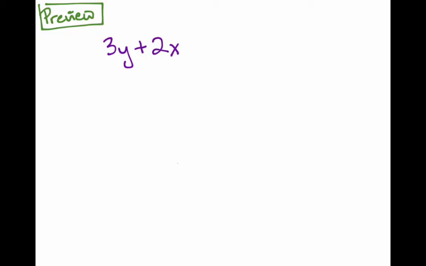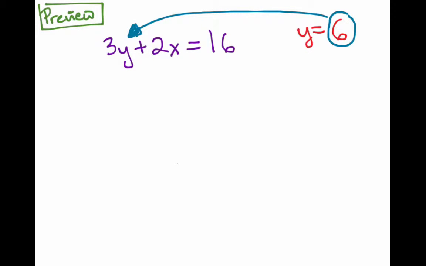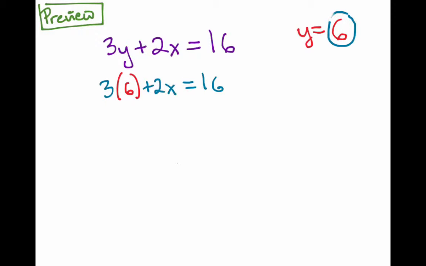Let's say I had this equation, 3y plus 2x equals 16. And let's say I then told you, hey, guess what? y equals 6. Well, what would you do? You just plug in that 6 wherever it says y, right? And then you would be able to solve. You'd say, all right, so not 3y, but 3 times 6, because that's what I told you y equals, plus 2x equals 16.